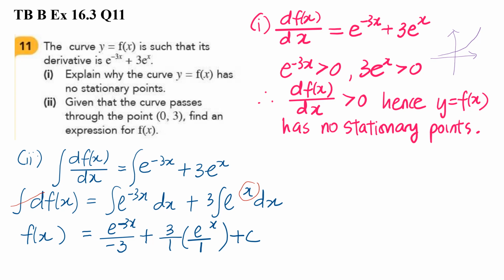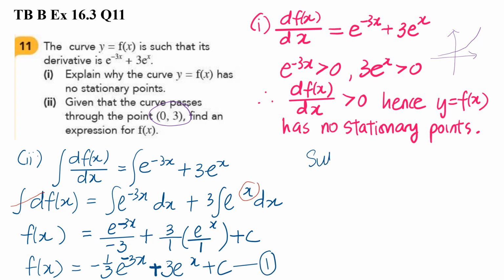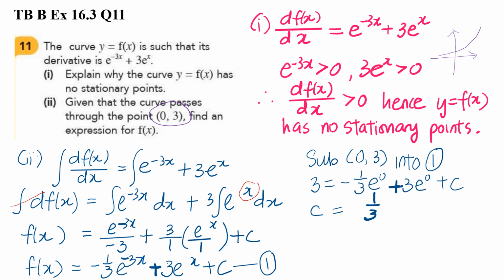So how do I find the constant c? Usually in the question they will give you 1 point which you can make use of to substitute into the equation to find the unknown c. Okay, and that's it.